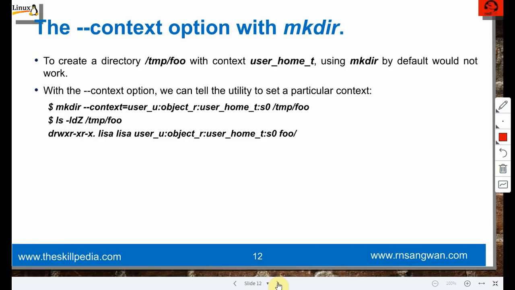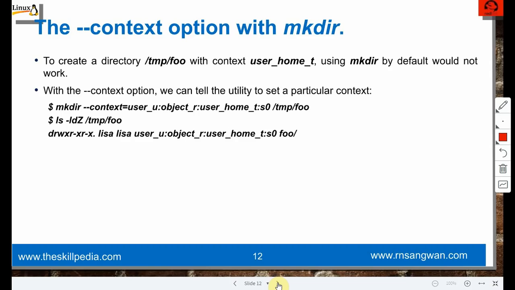The context option with mkdir, that is a new thing. If you want to create a directory with an SE context, when you are creating the directory, by default it will be unconfined, but if you want to create a directory with a context or with the label, you can use this command with the --context option.